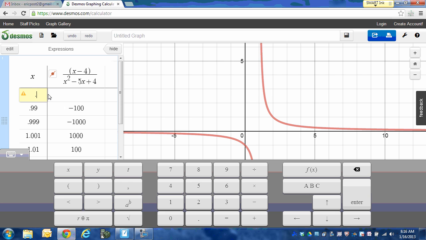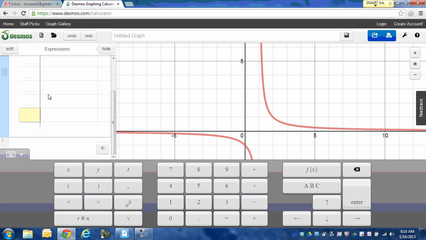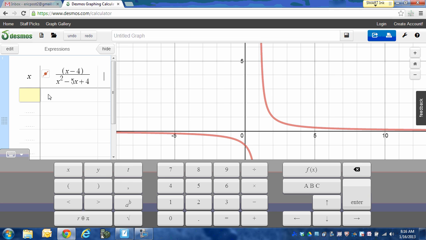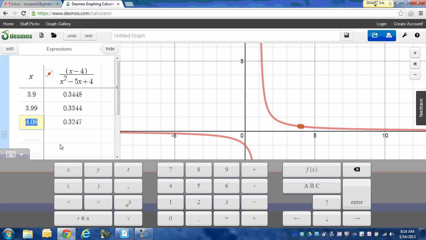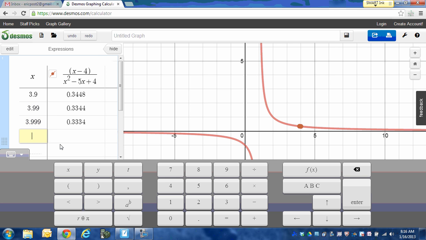So now let's take a look at the limit. Just like I did on the last one, I'm going to use a table of values. So I'm going to pick numbers that are really close to 4. So I'm going to say, for example, 3.9, 3.99, 3.999, and then I'm going to go on the other side of 4. So let's go back to my table. Let me clear these numbers out here.